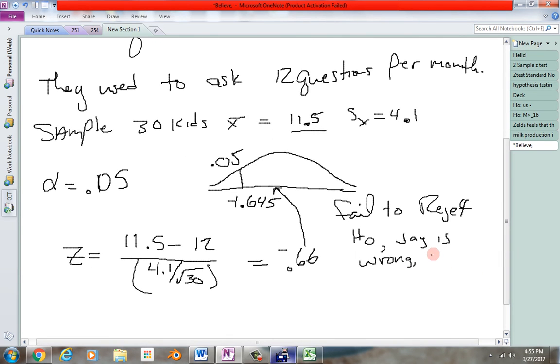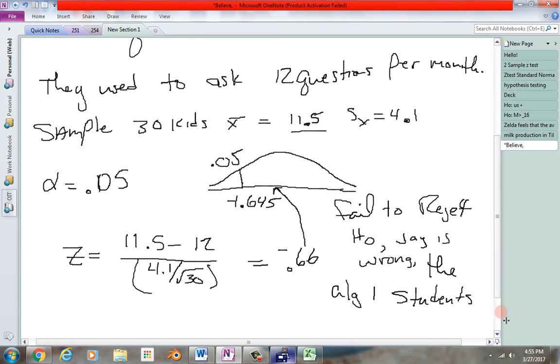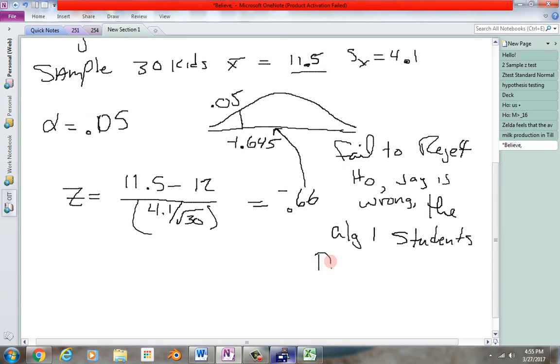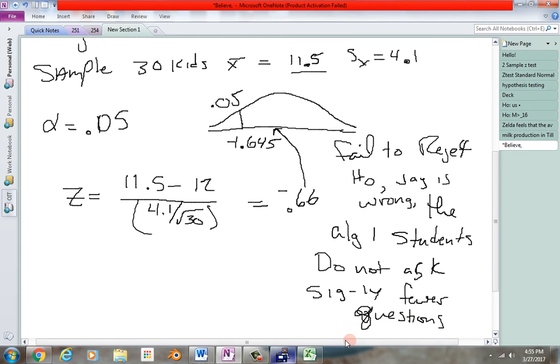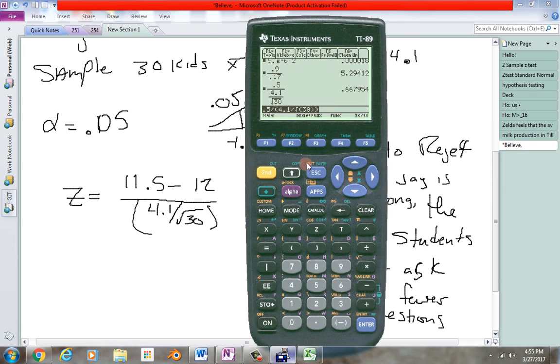J is wrong. But the Algebra 1 students do not ask significantly fewer questions. Something to that effect.